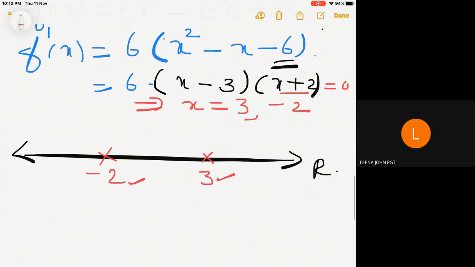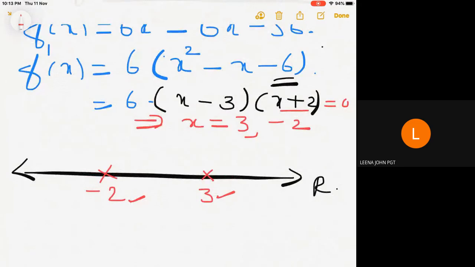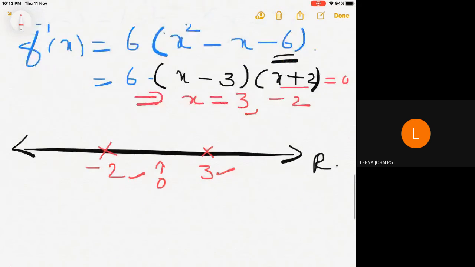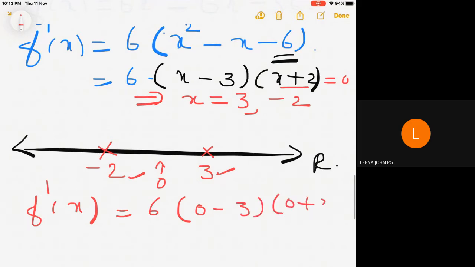So how do we check it? You take any point from here. For example, I'm taking the point 0 from here and putting it in f dash x. What you get is 6 into 0 minus 3 into 0 plus 2. You can see here it is 6 into a negative quantity into a positive quantity, so it is less than 0. That means here it is negative.